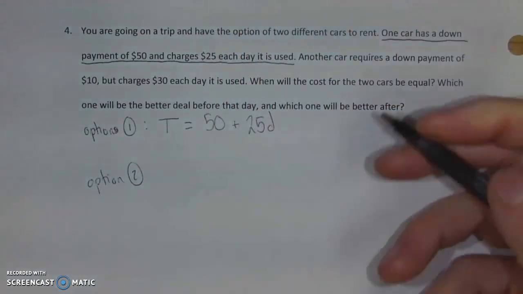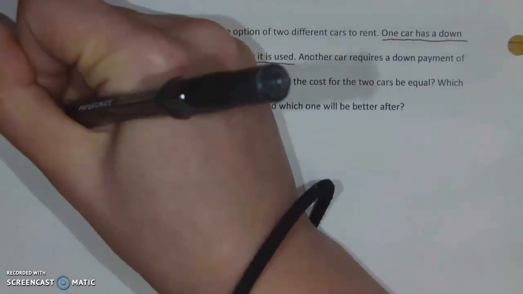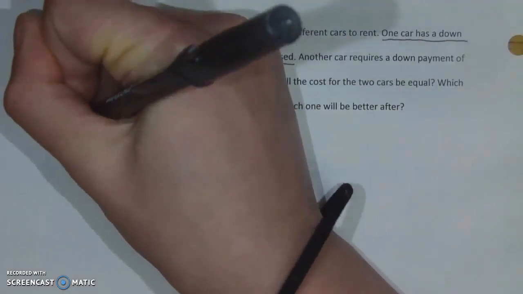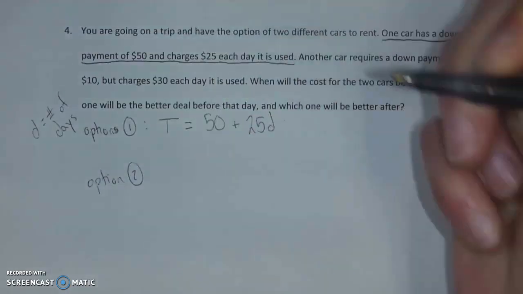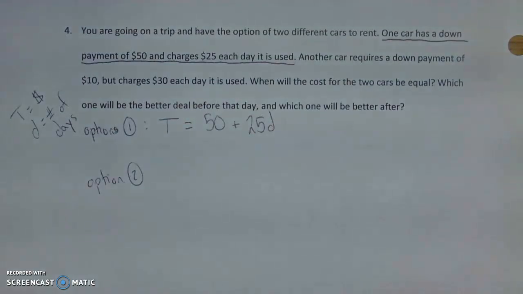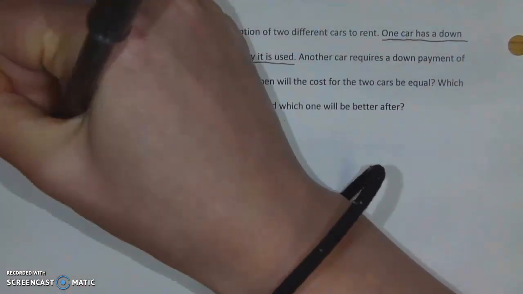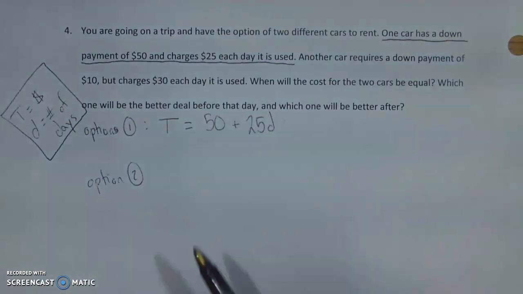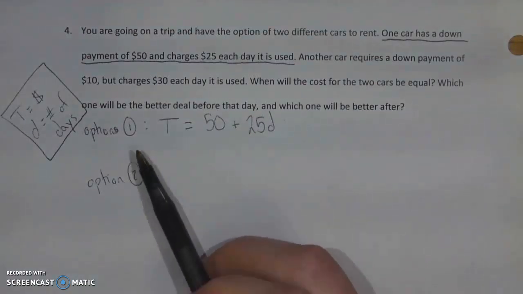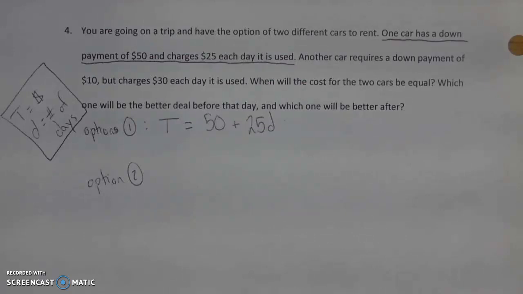So let's just call D the number of days. And I'm going to write that down to record it. And our T is our total money. So now I know my two variables, right? And I have presented my first situation. This is an equation that will tell me how much I spend in that first situation.